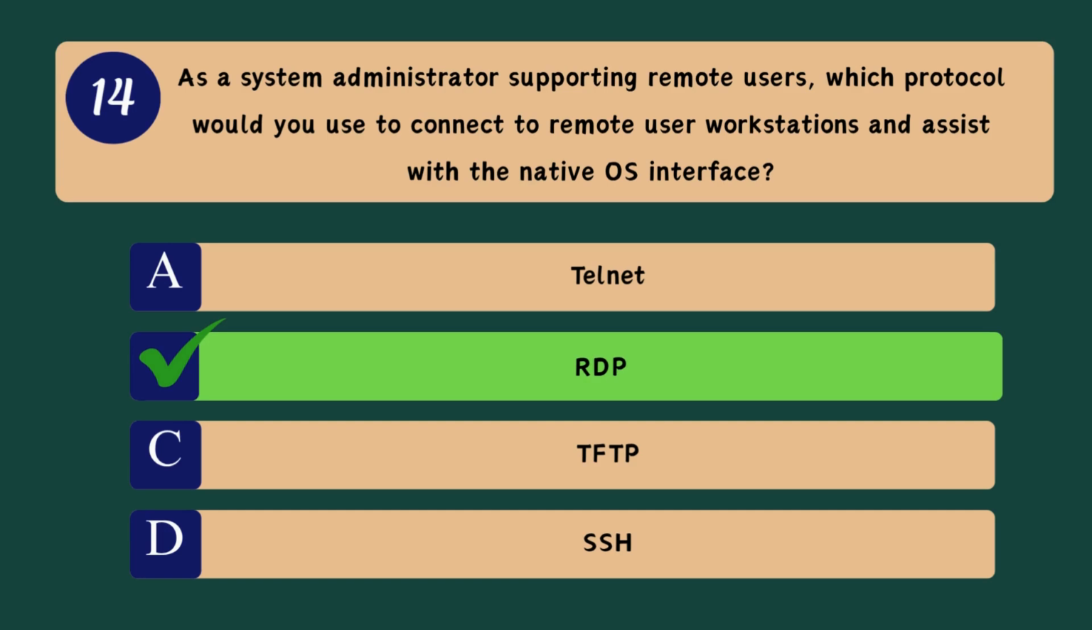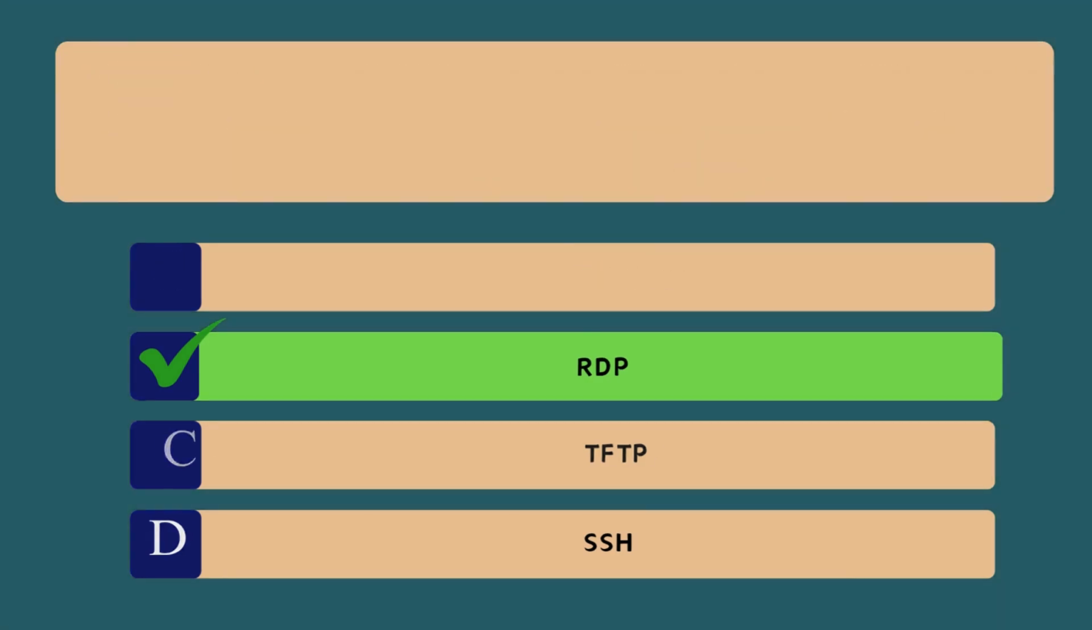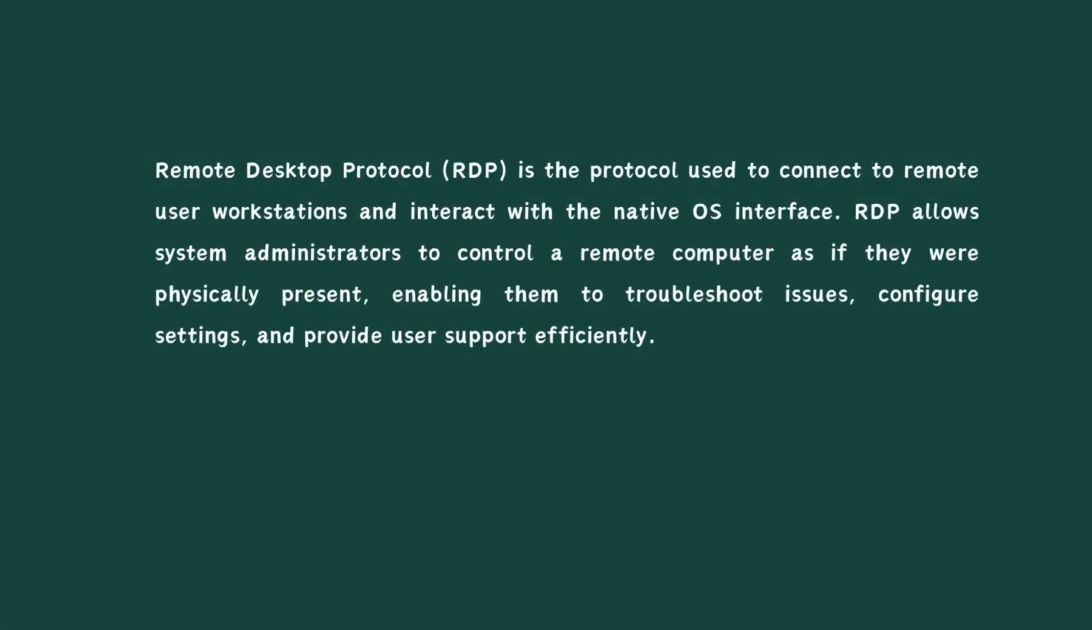Correct answer: B. RDP. RDP, Remote Desktop Protocol, is the protocol used to connect to remote user workstations and interact with the native OS interface. RDP allows system administrators to control a remote computer as if they were physically present, enabling them to troubleshoot issues, configure settings, and provide user support efficiently.